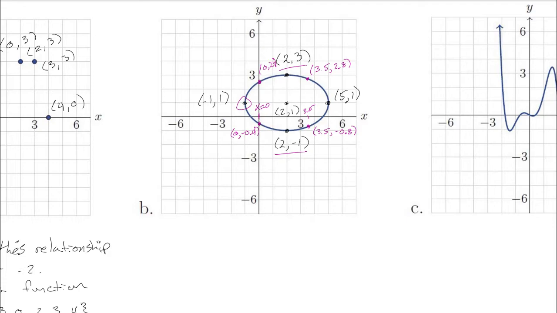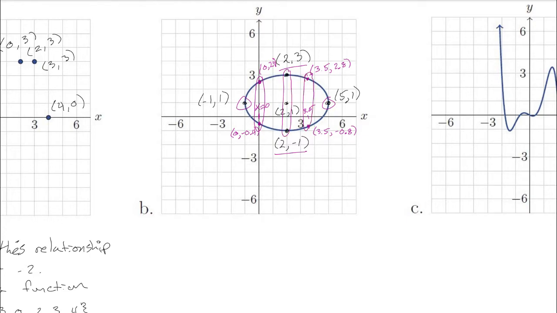So if I look at the vertex on the left, negative 1, 1, and the vertex on the right, 5, 1, the input of negative 1 only outputs 1. The input of 5 only outputs 1 as its y value. But all the inputs between negative 1 and positive 5 have two different outputs, two different points on that oval for y values for that given x value. So this is not a function.